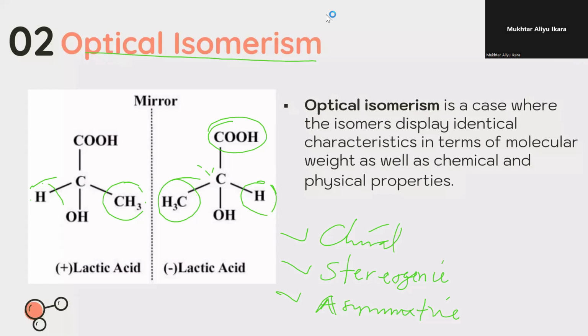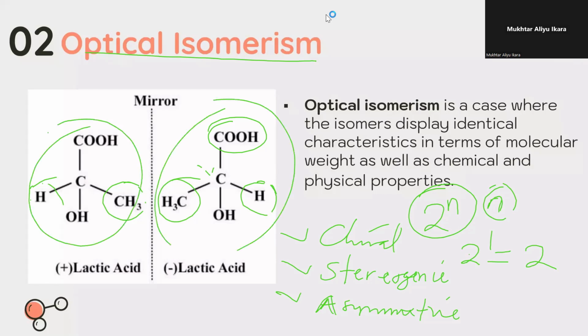Of course, we have a way of calculating stereoisomers, that is, the number of isomers that the compound can produce. To calculate the number of stereoisomers, it's 2 power n, where n stands for the number of chiral carbons. For example, in this compound, we have only 1 chiral carbon, so we have 2 power 1, which is 2. That means this compound can have only 2 optical isomers. This is the first one and this is the second one, so there are 2.